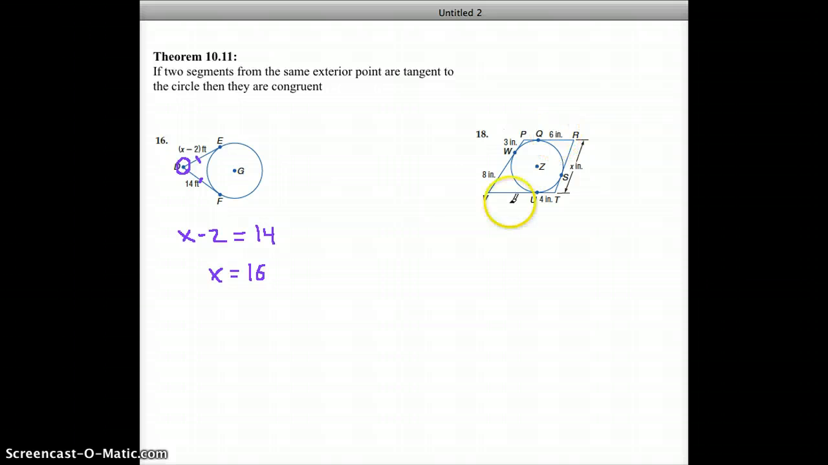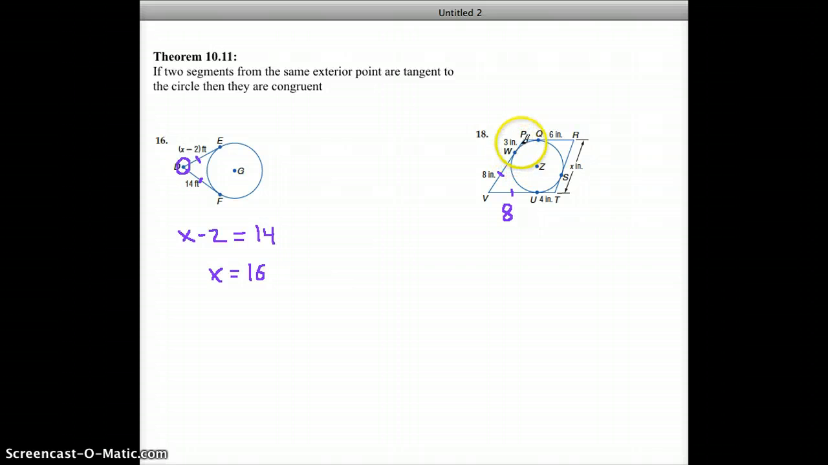Now let's jump over to 18 and look at one that looks a little bit more complicated, and maybe it's a tiny bit more complicated, but not too much. Now we're just trying to find x here, but let's go around and fill in some things that we know. Here I see several places where I see a tangent coming from the same point. So I see that this little segment here is 8. So then this little segment should be congruent to that and should also be 8.